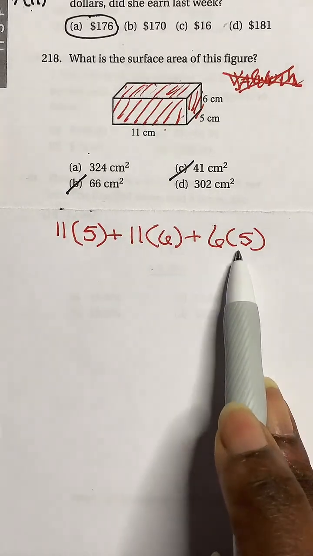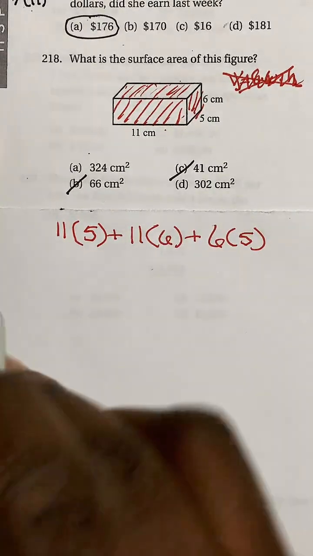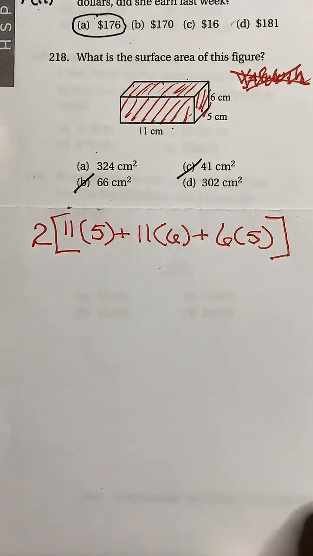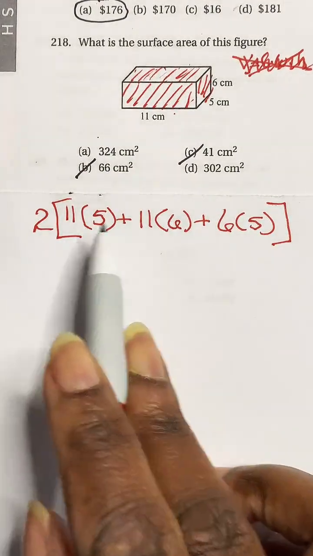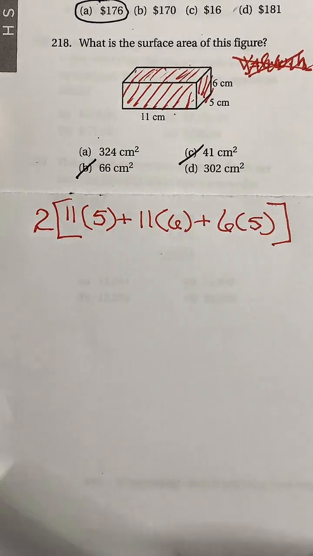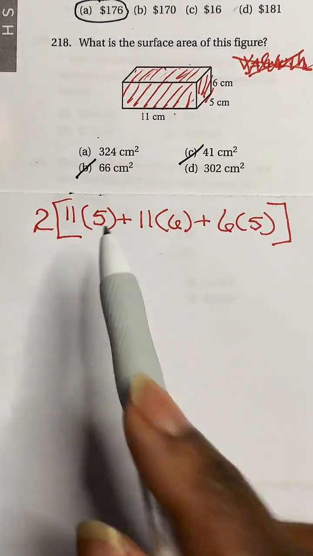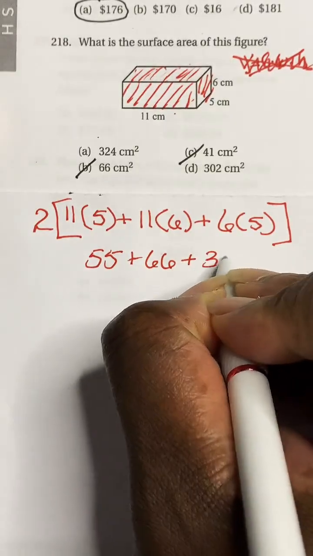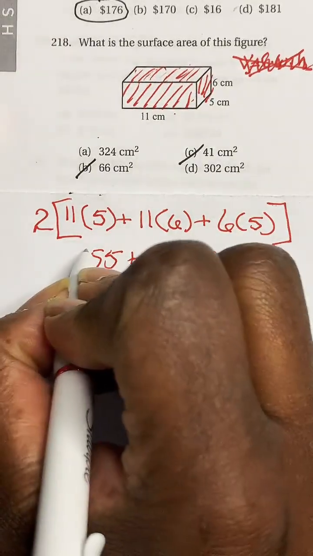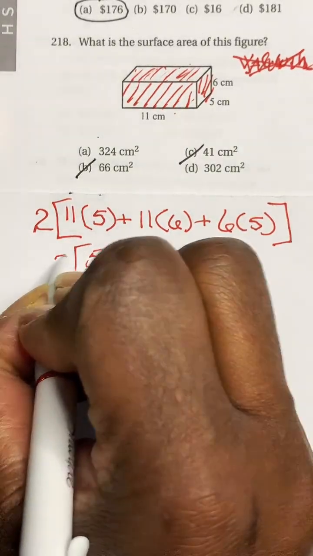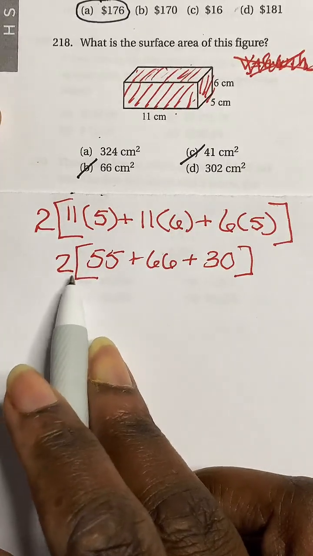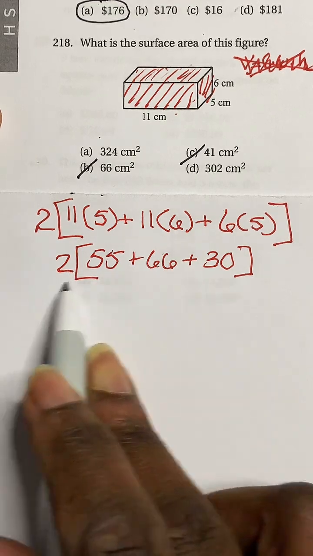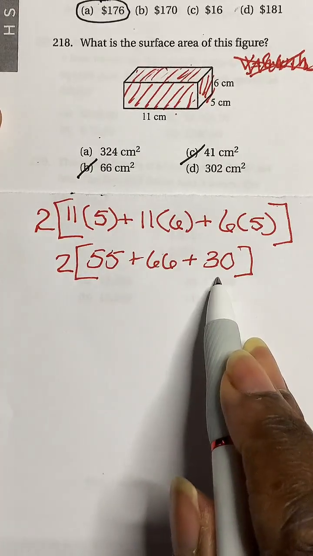But this is only accounting for the 1, 2, 3 sides. So we have to multiply our answer here by 2, because we have two tops, a top and a bottom, two sides, and a front and a back. So if you have your 55 plus 66 plus 30, and then you multiply this by 2, once you narrow it down, I know just by looking at this, I have like 110 right here, I have 132, and then I'll have 60.